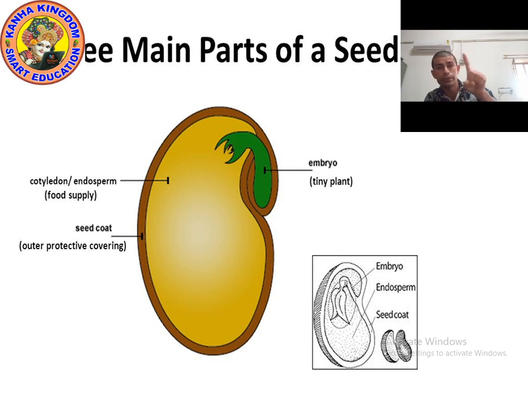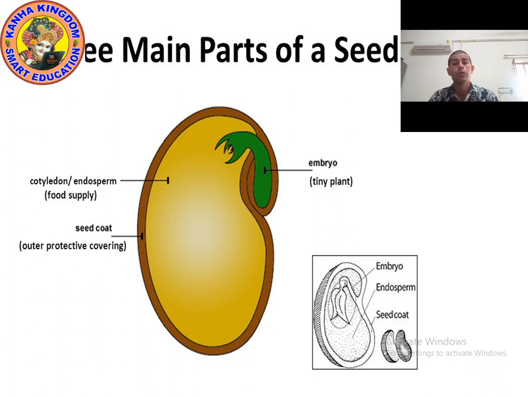Next, can you see the yellow part? What is this yellow part? Yes, it is cartilage. Yes, cartilage, or you can say endosperm. Cartilage or endosperm. Cotyledon. Cartilage, or you can say endosperm.